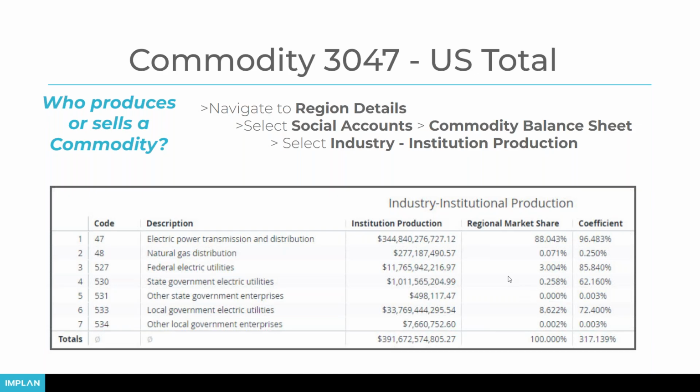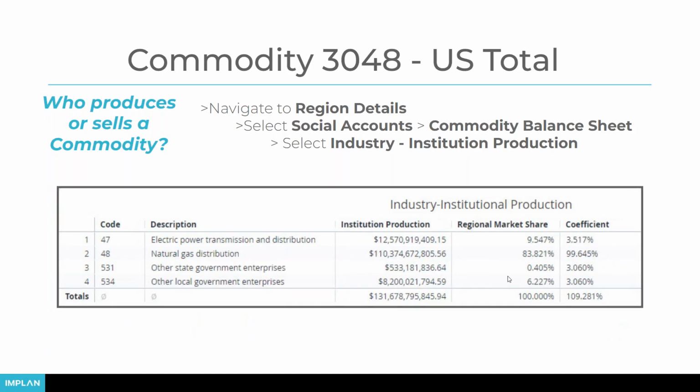As we can see, government utilities also provide some of those services as well. And last but not least is commodity 3048. This is the natural gas distribution. As we can see, the majority of it is by Industry 48, but most power companies and also private utility companies do also provide natural gas in addition to electric. So again, a small percentage comes from them, the majority coming from Industry 48 itself.